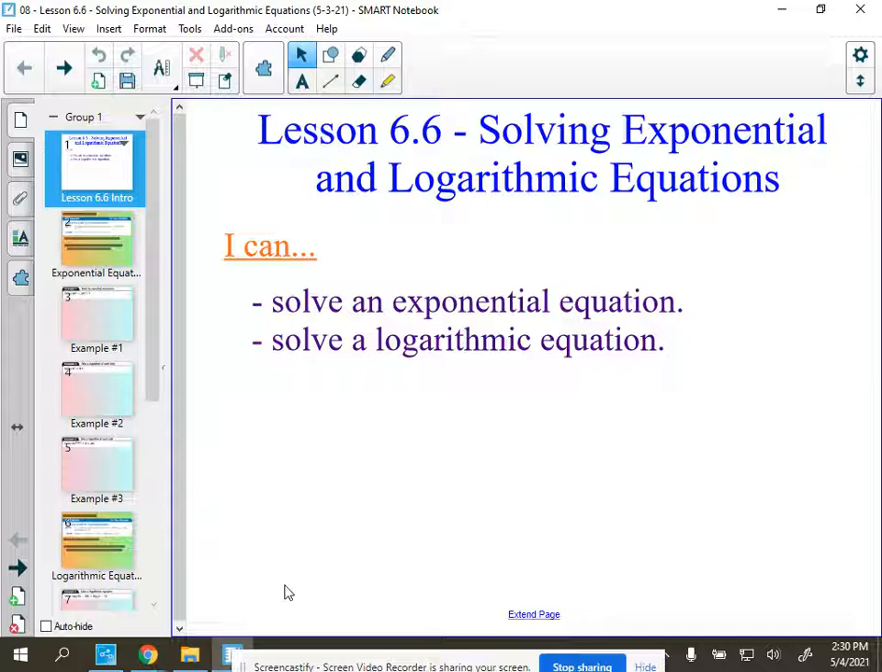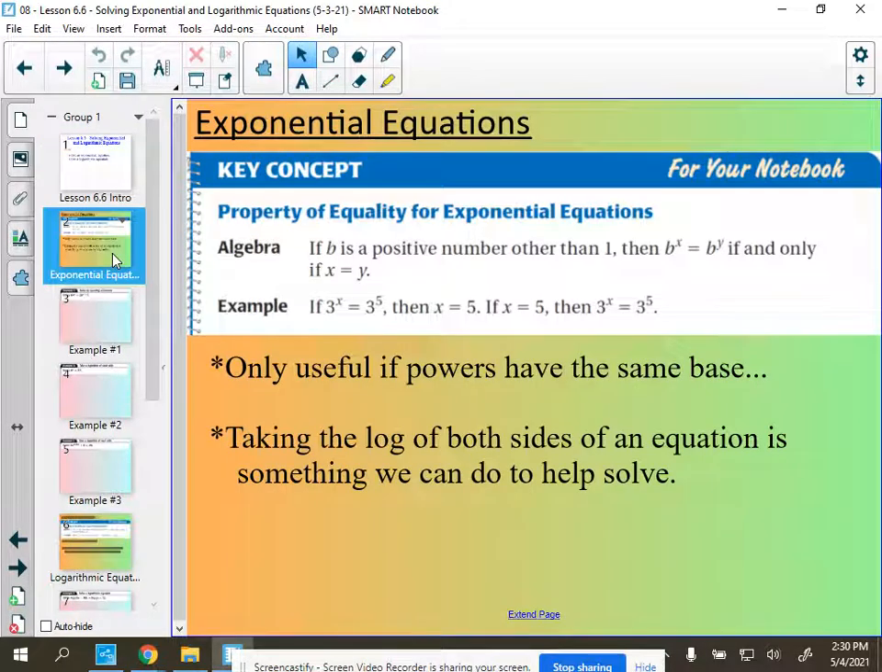It's solving equations. First part is exponential, where we have an unknown, a variable as an exponent or as part of an exponent. And then the second part is solving an equation involving logarithms. So here we go. First thing, exponential. So get a section set up, exponential equations.